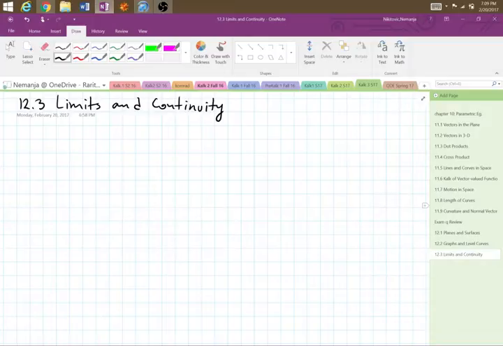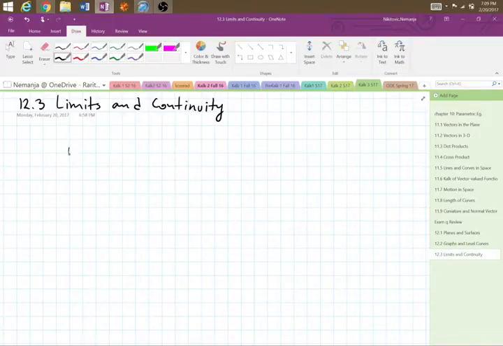Looking at section 12.3, limits and continuity. The same concepts that we learned in Calc 1 will now be extended to 3D. We have two independent variables, x and y, which are controlling the dependent variable z.